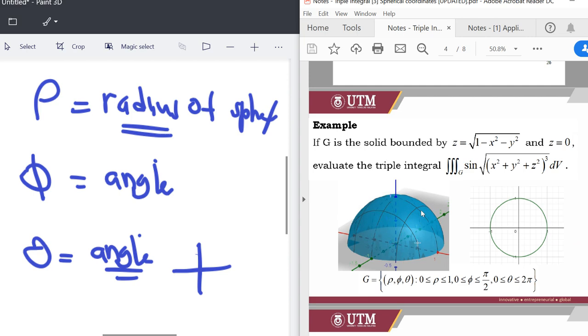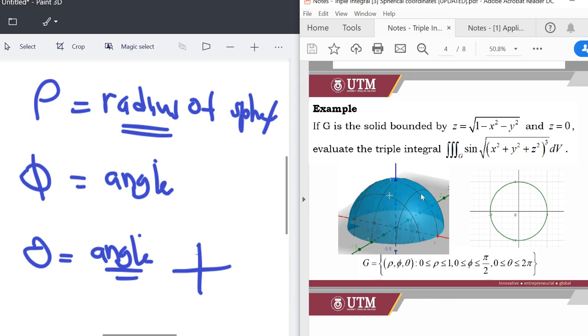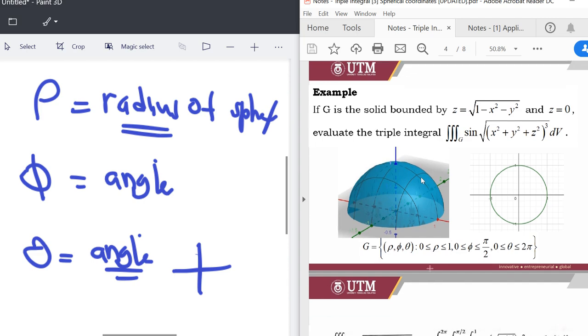So this one is a hemisphere, since it's bounded by this surface and z equal to 0. From here we know that the bottom of this hemisphere is a circle like this with radius equal to 1. So the range of rho is from 0 up to 1, because this is the radius.